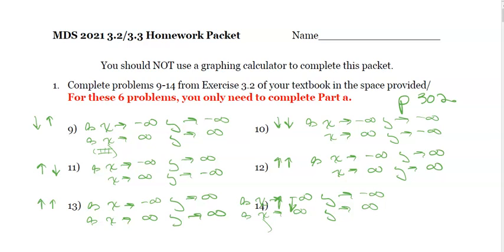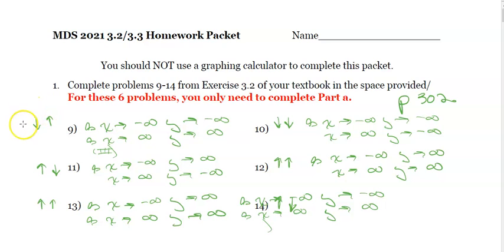So in this video, I'm going to go over the 3.2, 3.3 homework packet. These first 6 problems are in exercise 3.2 of your textbook, the Cengage online textbook. And for these 6 problems, you're only going to complete part A. Okay? I did not write down my functions, but I have indicated when they are odd or even.